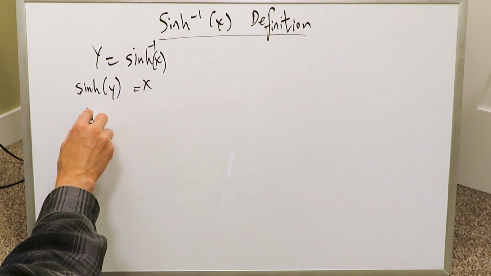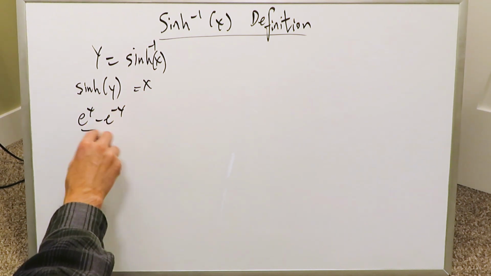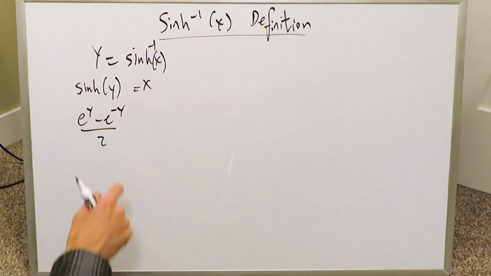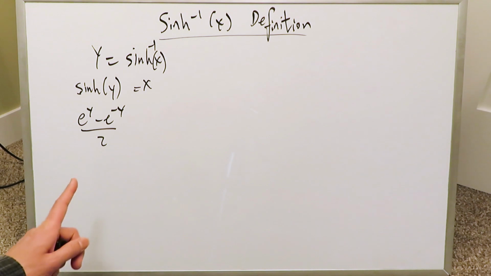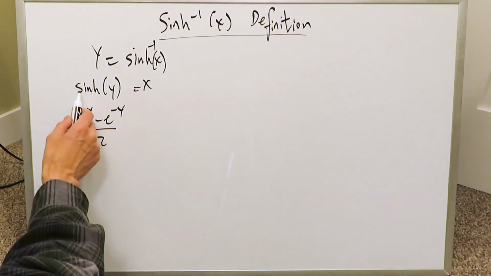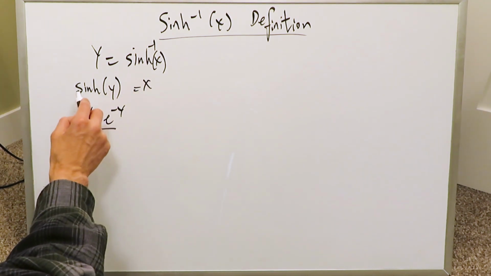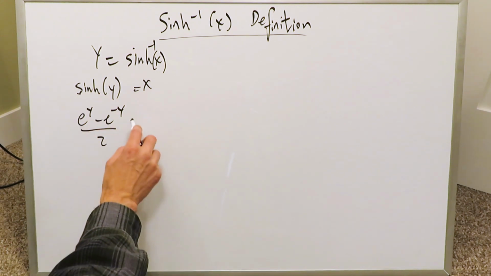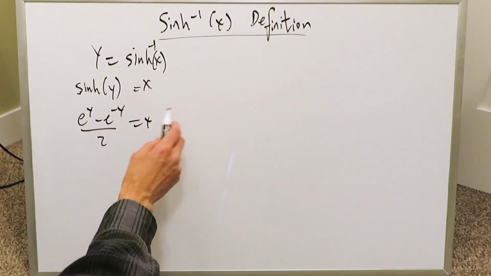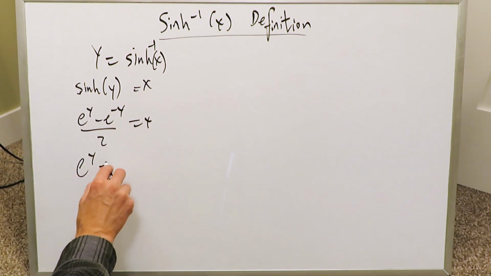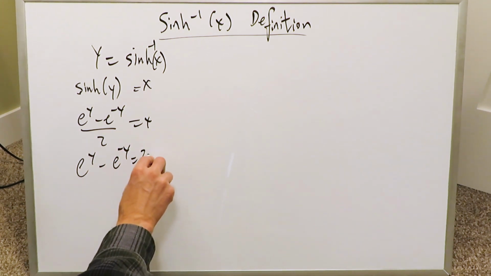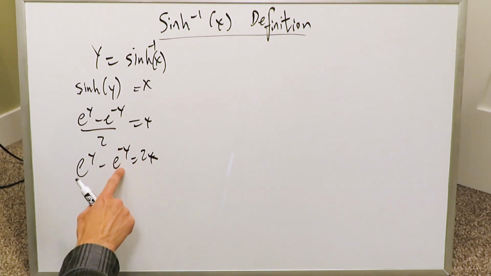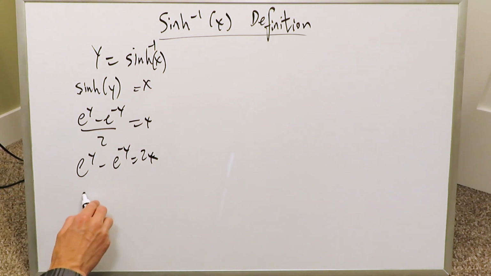You'll have e to the y minus e to the minus y over 2, and you're seeing that I've implanted the y here in place of the definition of hyperbolic sine. Here it's inverse, but on this side it's become a regular hyperbolic sine is equal to x. Take the 2 on the other side, e to the y minus e to the minus y is equal to 2x. Bring all of these here in terms of these exponents into a more meaningful way.